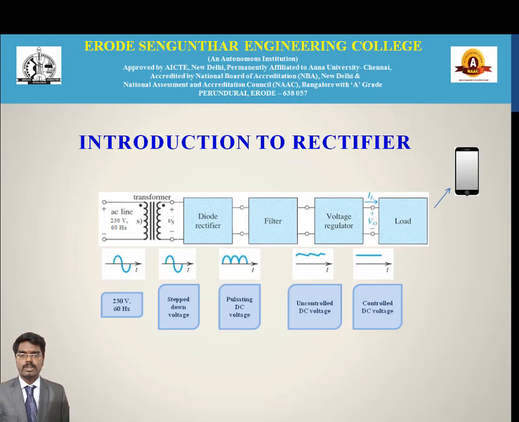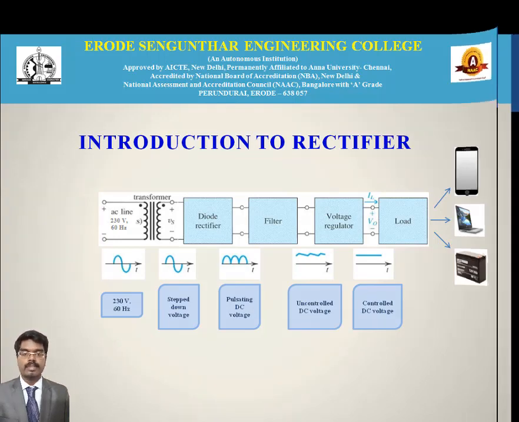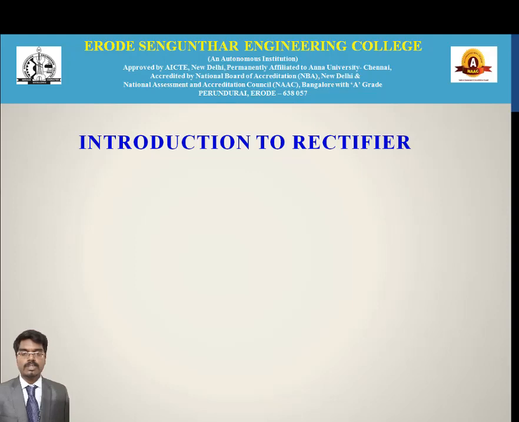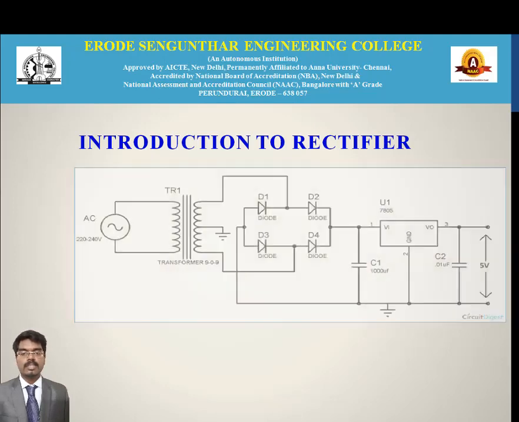What does uncontrolled DC voltage mean? Whenever there is a change in the input, accordingly the output will change. To avoid this, the output of the filter will be given to the voltage regulator to make the voltage constant, and it is applied to the load. The load may be mobile phones, laptops, batteries, etc.